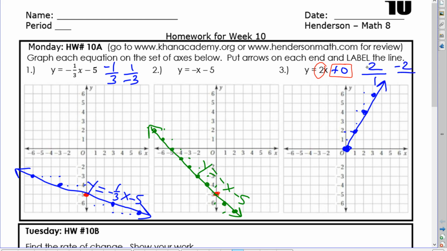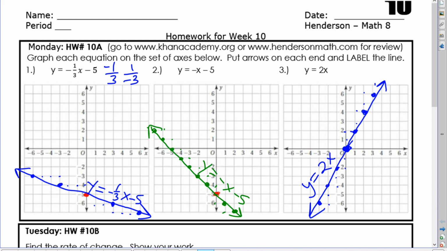But if I reverse the sign of the numerator, you also have to reverse the sign of the denominator. So positive 2 over 1 is the same as negative 2 over negative 1. So down 2, left 1, down 2, left 1, down 2, left 1. And now I have a perfectly straight line from edge to edge, arrows on both ends, and a label. And that's how you graph linear equations and label them.